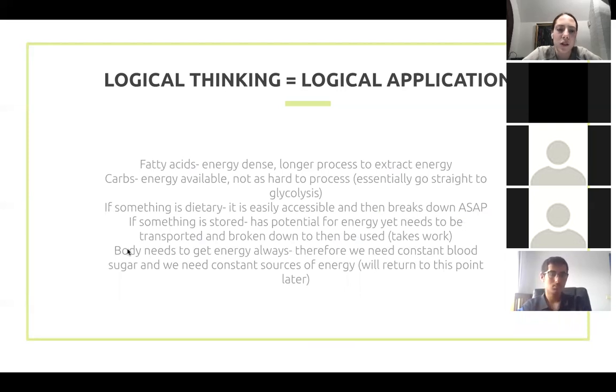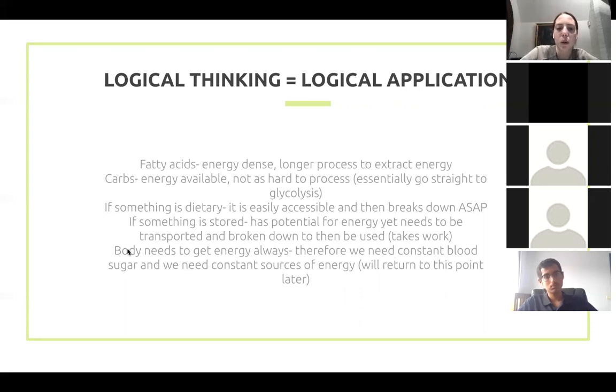We've pretty much touched on most of them, but first, fatty acids are more energy dense, yet they take longer to get the energy out of, and they also take longer to mobilize. Carbs are always available and not hard to process. Some keywords: if something is classified as dietary, it means we've essentially just finished eating it, so it needs to be broken down ASAP, or otherwise it will be stored. And if something is stored, it has the potential for energy, and it needs to be transported and broken down before it can be used.